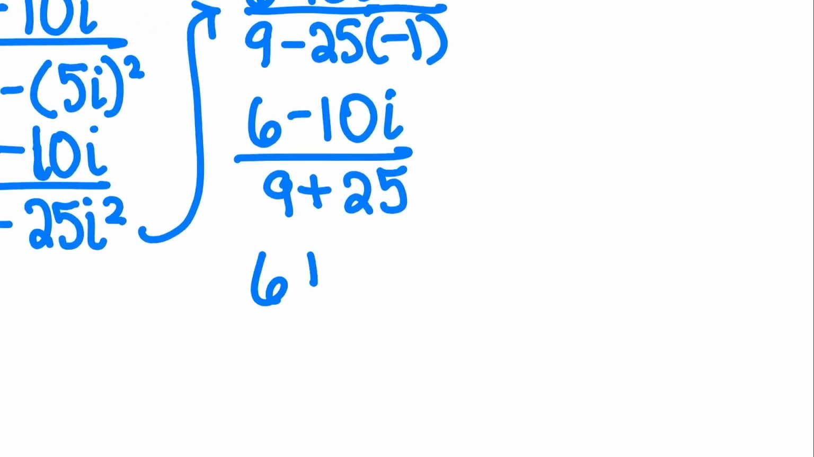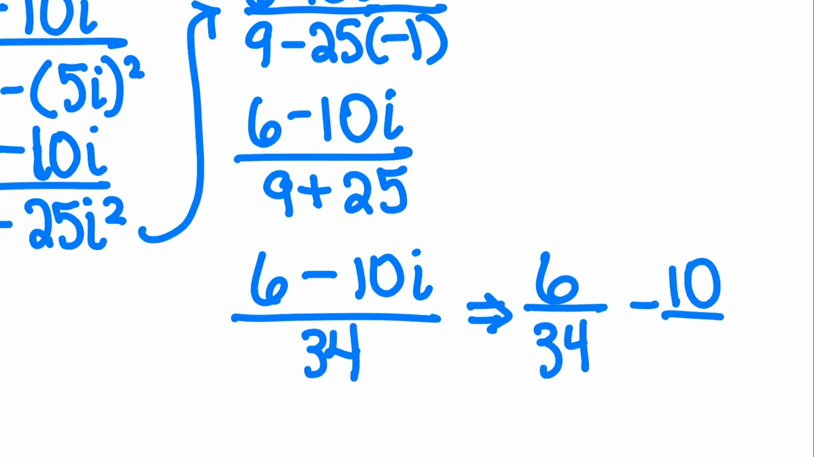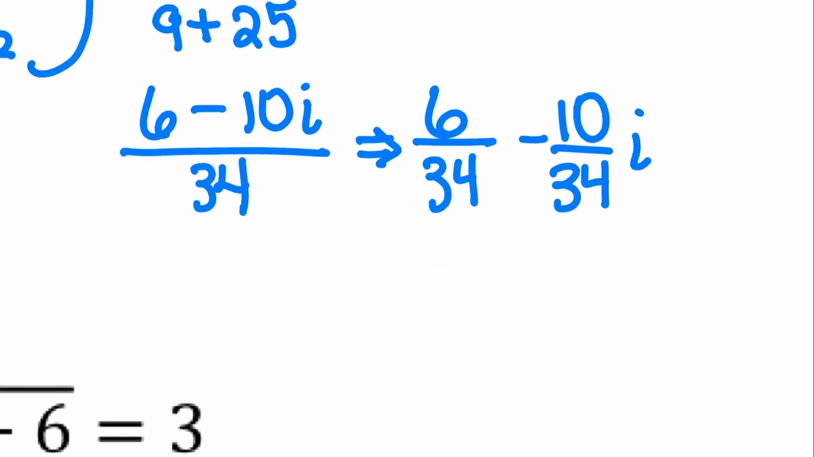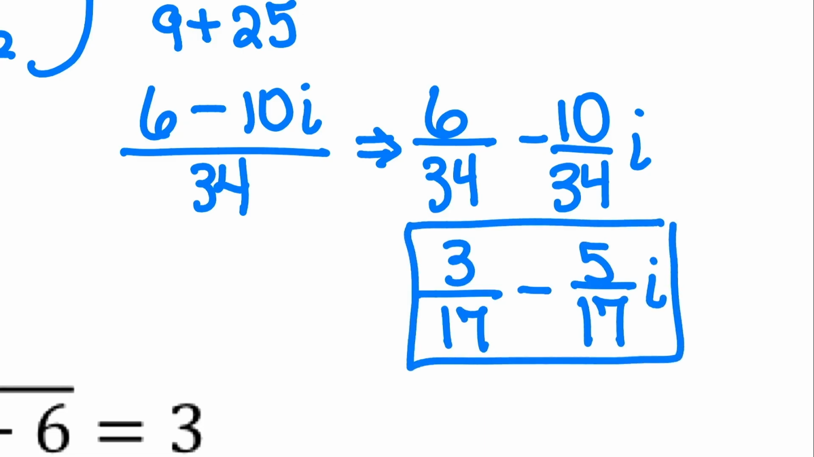So we have 6 minus 10i over 34. And technically, you are supposed to separate the real from the imaginary parts. So this is going to be 6 over 34 minus 10 over 34i, which then we will simplify down. Both of these are divisible by 2. So we're going to have 3 over 17 minus 5 over 17i. And this is your final answer.